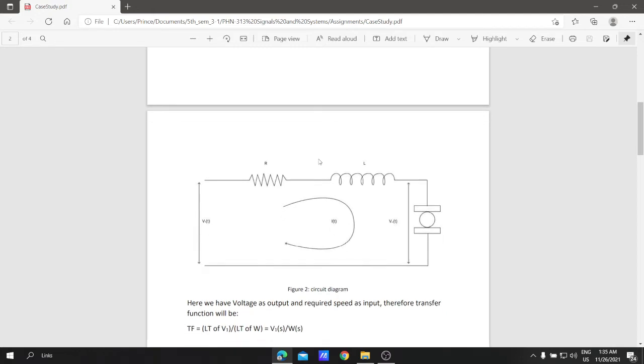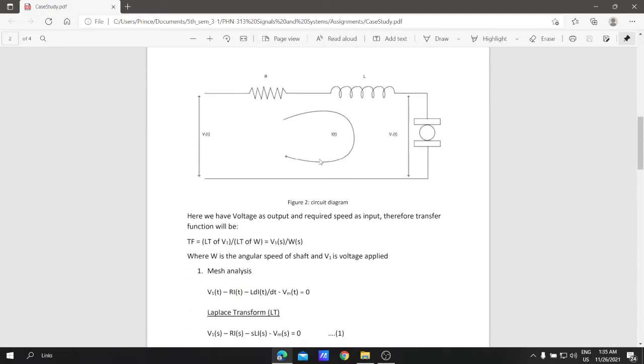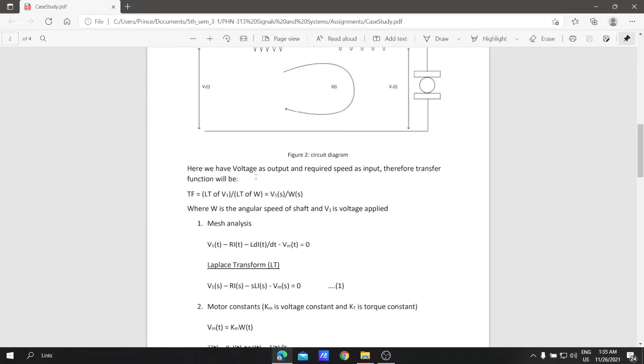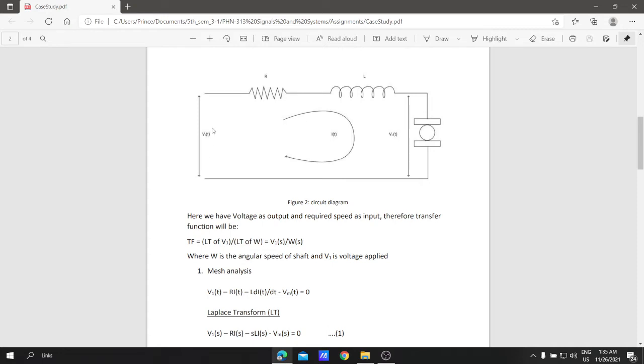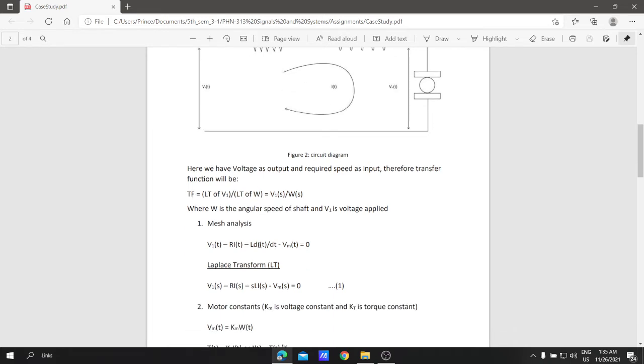Now coming to the mathematical model, we have this circuit diagram for our system, and the transfer function for this system will be the Laplace transform of the applied voltage, which is V1, divided by the Laplace transform of the speed of the shaft, which is angular velocity.